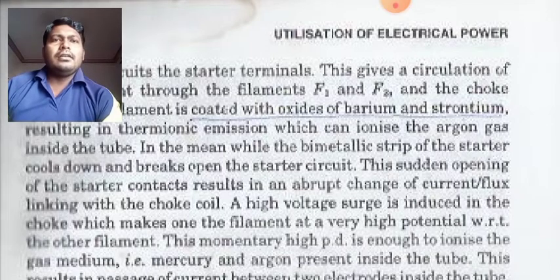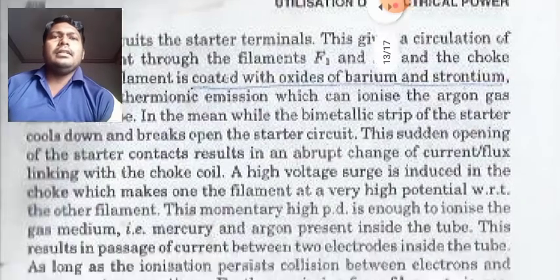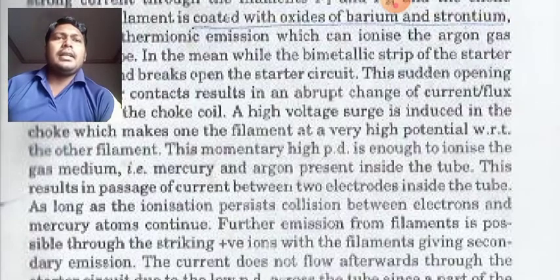This sudden opening of the starter contact results in an abrupt change of current flux linking with the choke coil. A high voltage surge is produced in the choke, which makes one of the filaments at a very high potential with respect to the other filament. This momentary high potential difference is enough to ionize the gas medium, that is mercury and argon present inside the tube. This results in passage of current between two electrodes inside the tube.